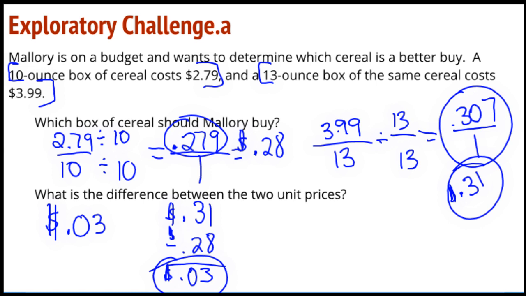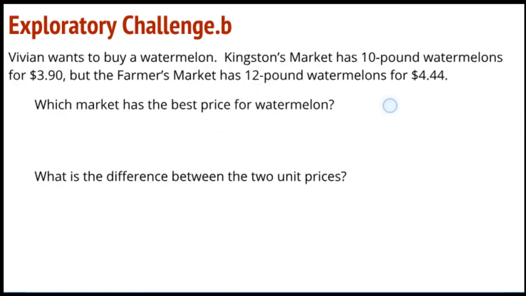All right, so let's take a look at the next problem here. Vivian wants to buy a watermelon. Kingston Market has 10-pound watermelons for $3.90, and the farmer's market has 12-pound watermelons for $4.44. So I'm hearing two rates here.